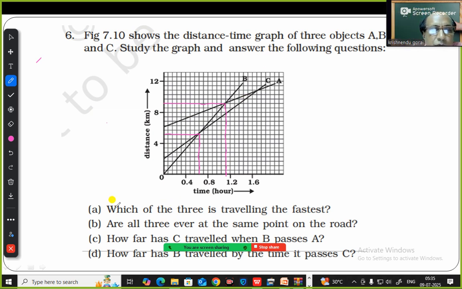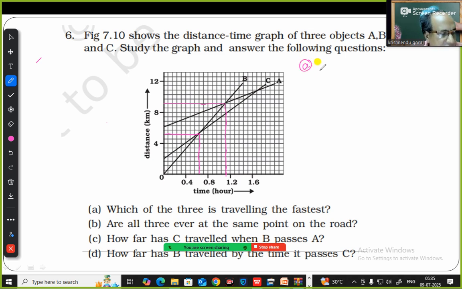Question A: which of the three is traveling the fastest? How to find it? First, we have to find the slope of all the graphs. Here you can see the slope is maximum in case of this one. How to find the slope? Let us solve question A.